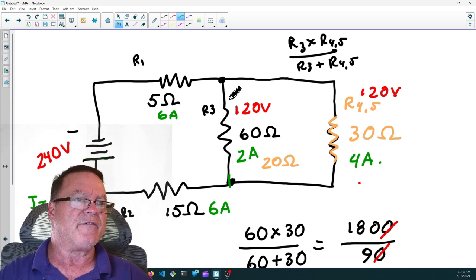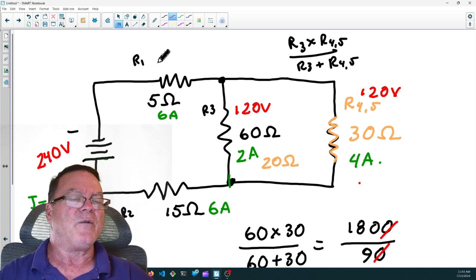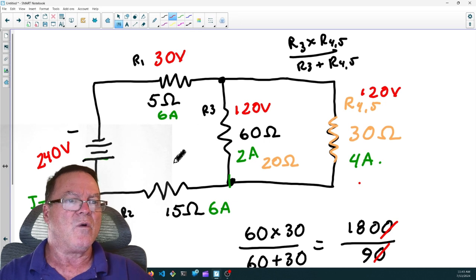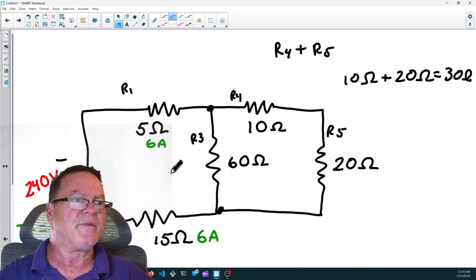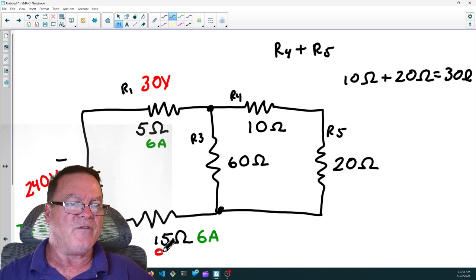So we have 2 amps flowing through R3. We have 6 amps flowing through R2 and 6 amps flowing through R1. And we already said that we had 30 volts dropped across R1 and 90 volts dropped across R2. So let's go back to the original right here. We have 30 volts and 90 volts.